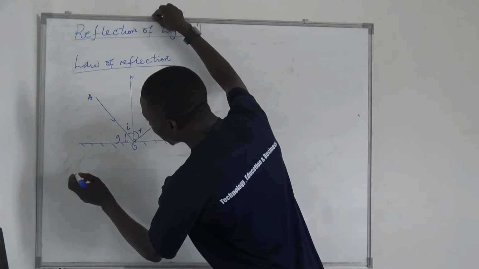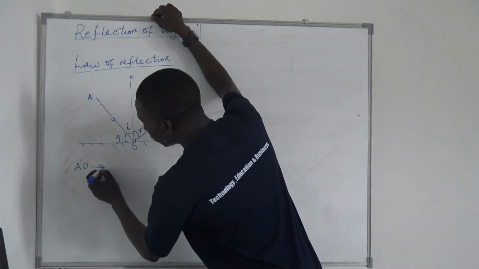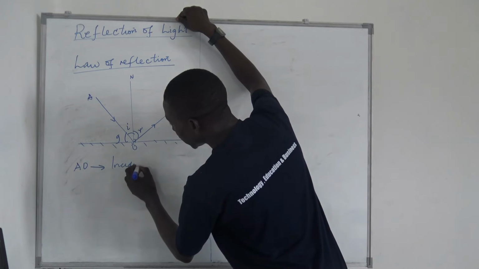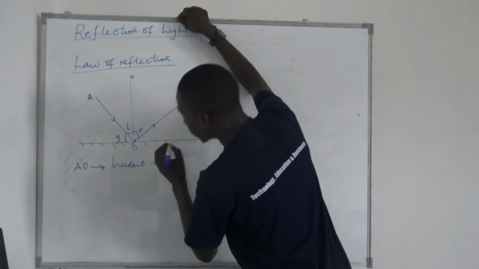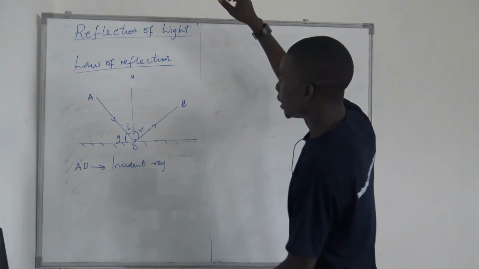So, what is the line AO representing? That is the incident ray. Then AO is the incident ray.